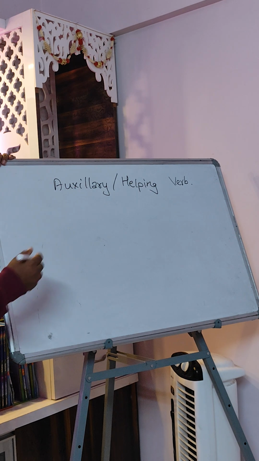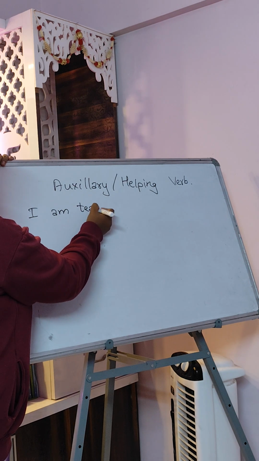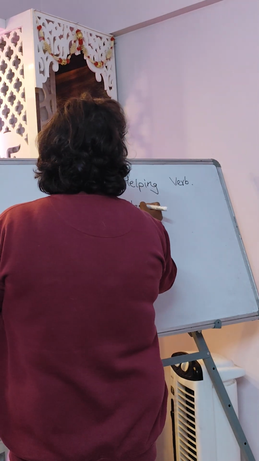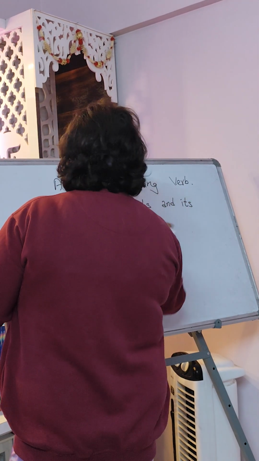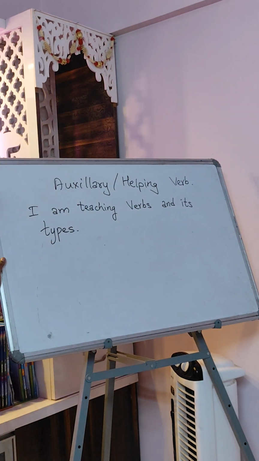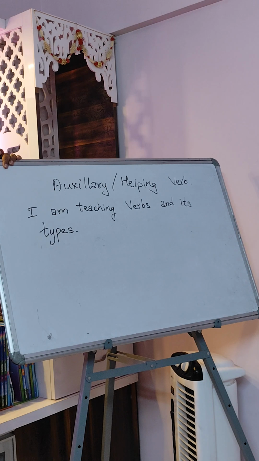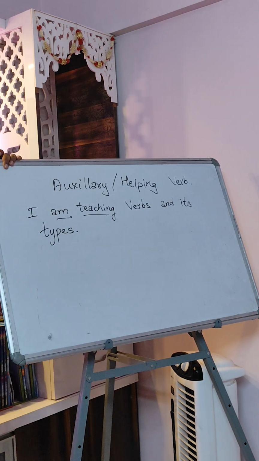Understood? And that's why in the sentence, I am teaching verbs and its types. There are how many verbs? In this sentence, I am teaching verbs and its types. How many verbs do we have? 2. What are those? Teaching and am.